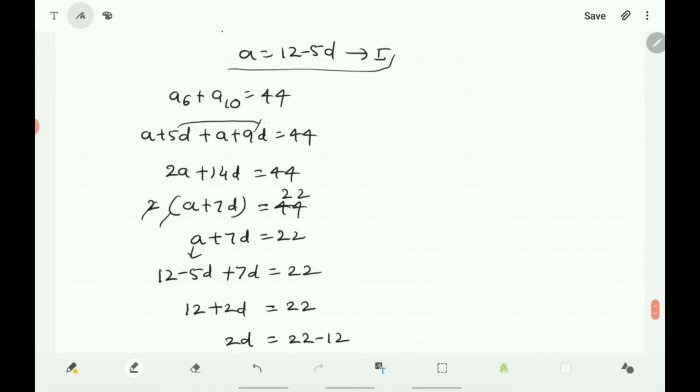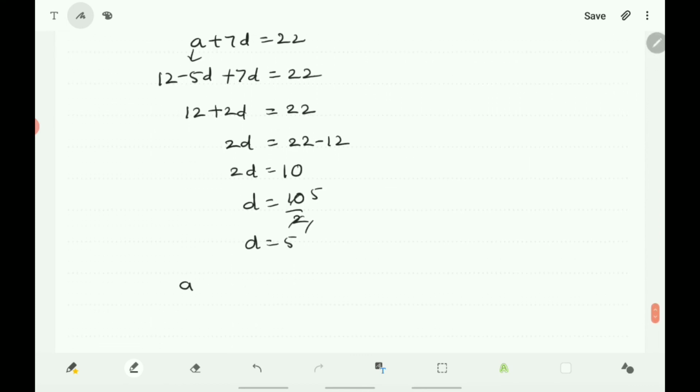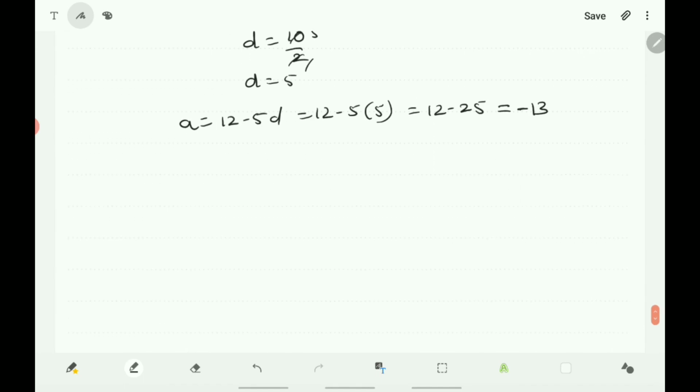And get the value of A by using the relation. A is equal to 12 minus 5D, that is 12 minus 5 into 5, that is 12 minus 25, equal to minus 13. You got the value of A and D here.